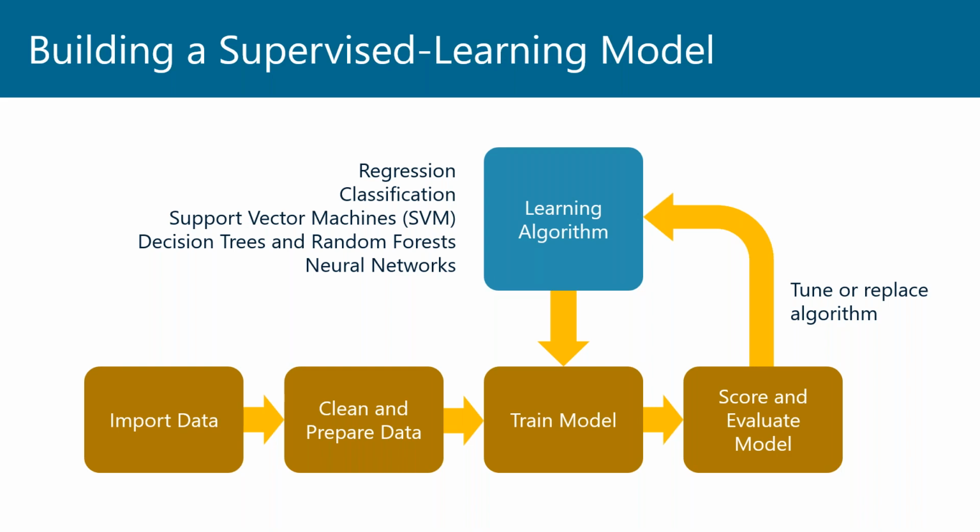Or if the model is reasonably accurate and we think we have the right learning algorithm, we then might tune that learning algorithm. That typically is done using a process called hyperparameter tuning. And rather than describe what that is, I'm going to show you what hyperparameter tuning is in just a bit, and also show you how we do it.